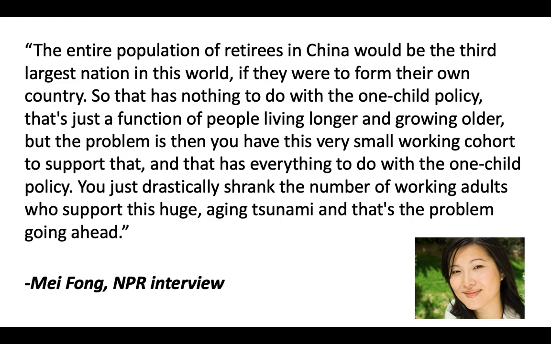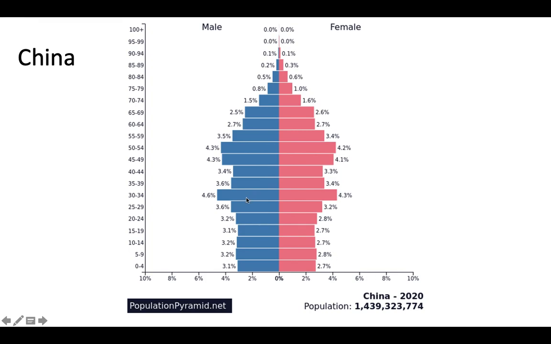That's just a function of people living longer and growing older. But the problem is then that you have this very small working cohort to support that population, and it has everything to do with the one-child policy. You just drastically shrank the number of working adults who support this huge aging tsunami, and that's the problem going ahead. And the point she's making is that the elderly population is going to be much larger than the younger population.